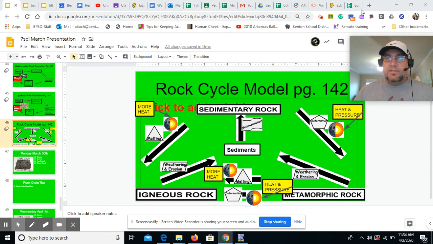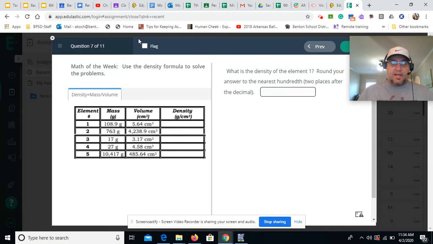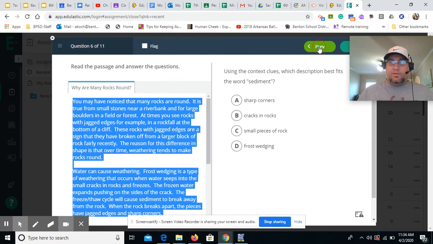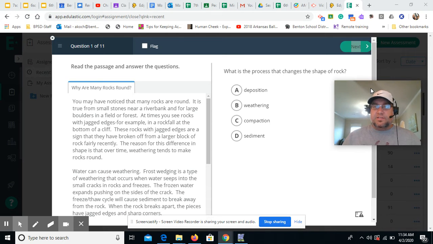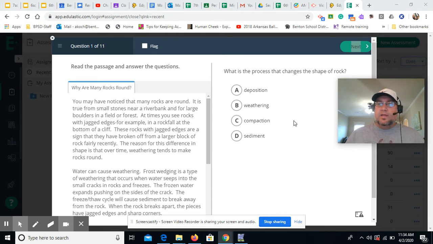All right, I want to take a look at your Edge Elastic piece as well. If you already turned this in, you can do corrections on it if you shoot me an email. But I would suggest on these, because you're going to get an Edge Elastic every week, you don't have to submit this. Save it, and you can go back and review it or double check it.